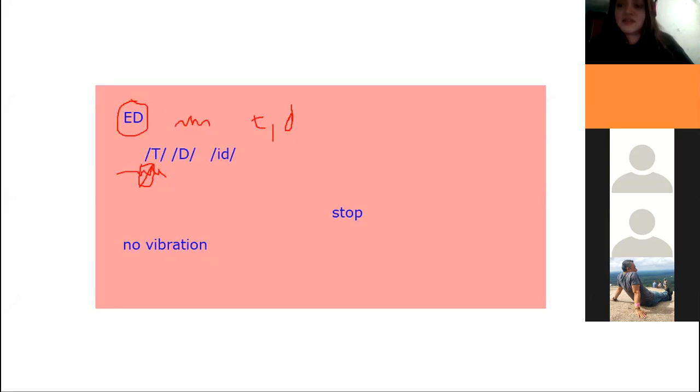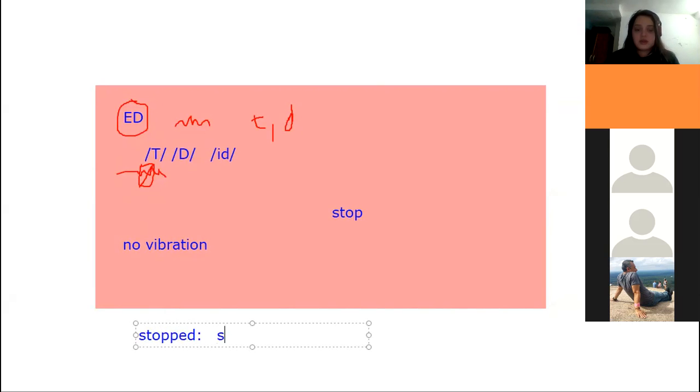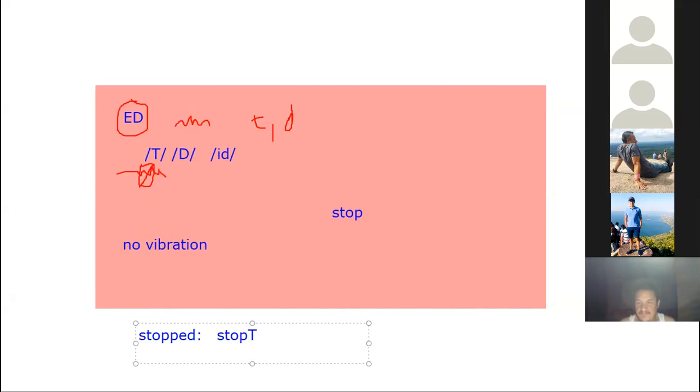Okay, now, everybody, touch your neck here and say it. Is there vibration of the vocal cords? Yes or no? Don't say stop, just say the P. No vibration, so how are we going to pronounce it? With T, with D or with ED? With a T, without vibration, with T. So the sound of this is going to be stopped. Pronounce it. Stopped. Say it loud, Selena. Stopped. Very good.